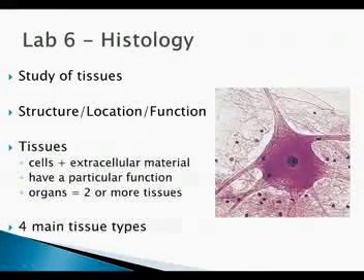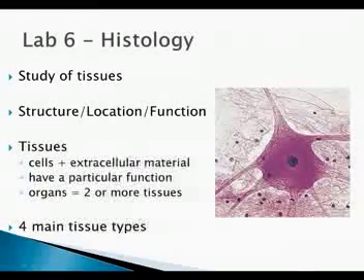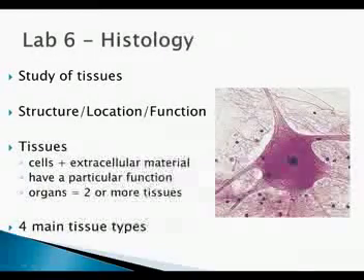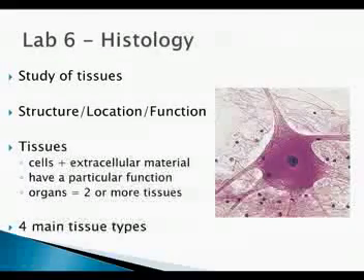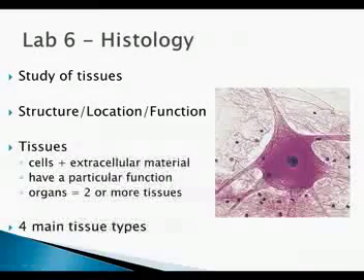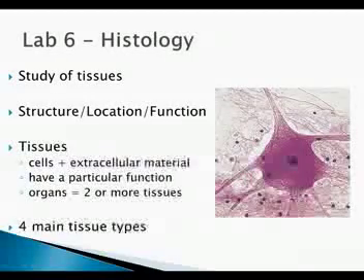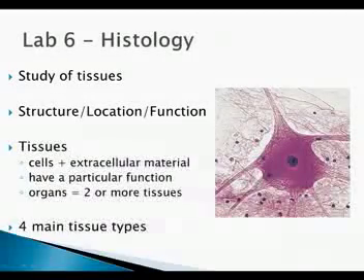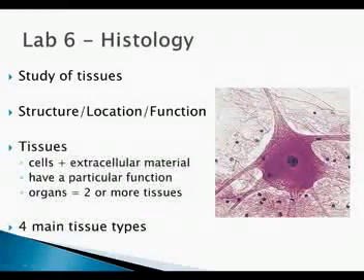Okay, so we're getting into Lab 6, Histology, and we're going to break this chapter up into two parts. We're going to talk about epithelial tissue and nervous tissue first, and then get into connective and muscular. What you need to know is really what we're going to hit over and over and over again in this class: structure, location, function, and the general relationship between those three things. So what is it, where is it, and what does it do?